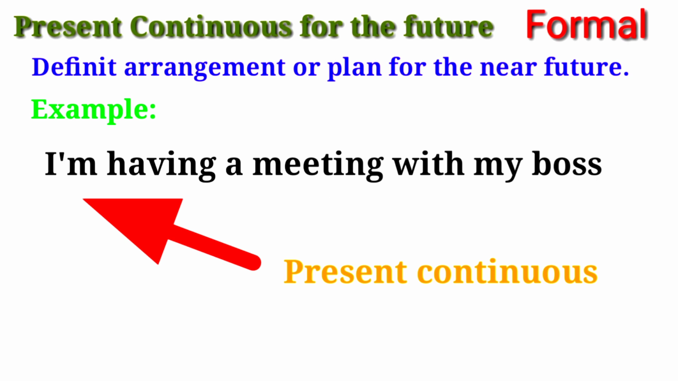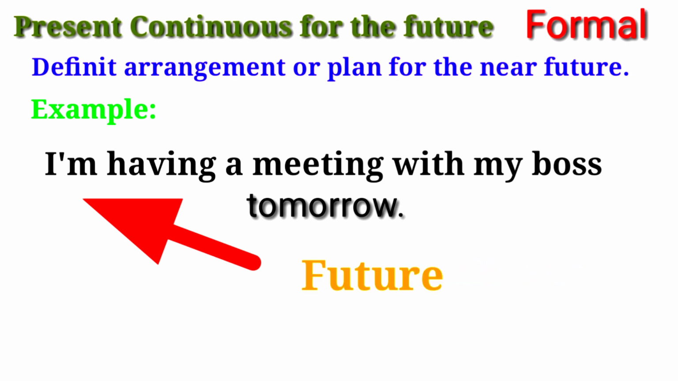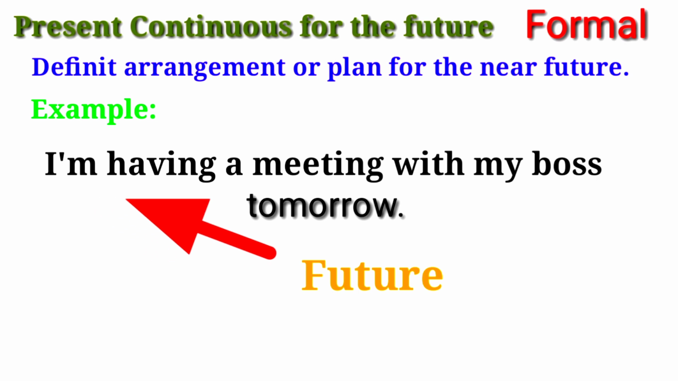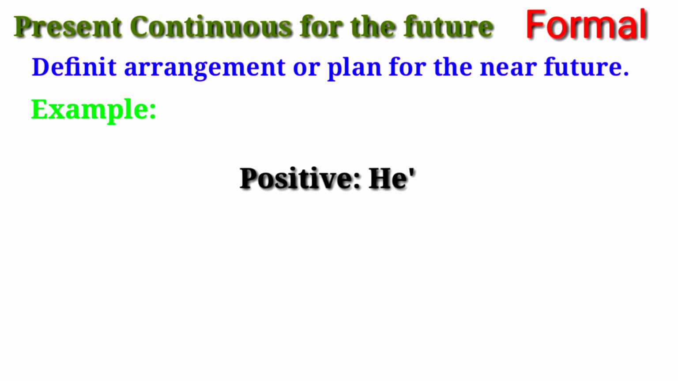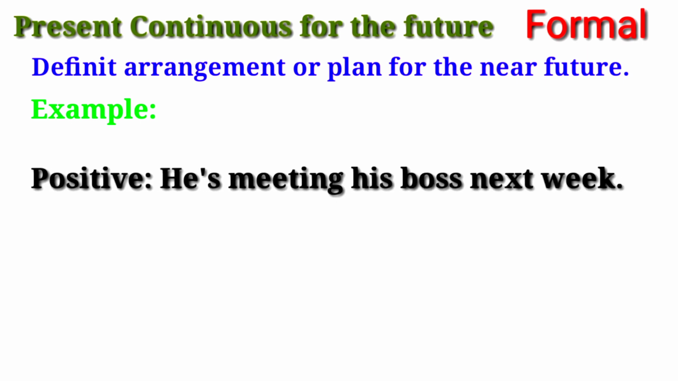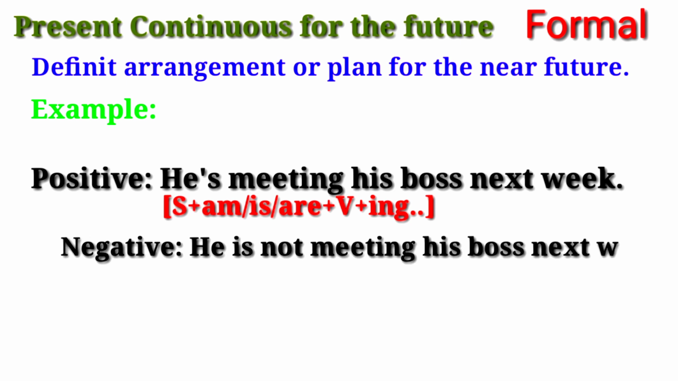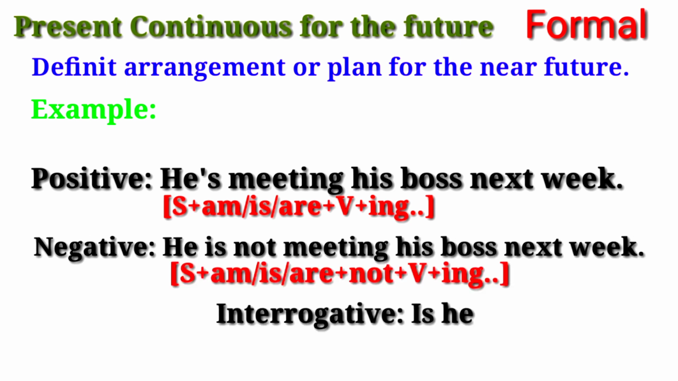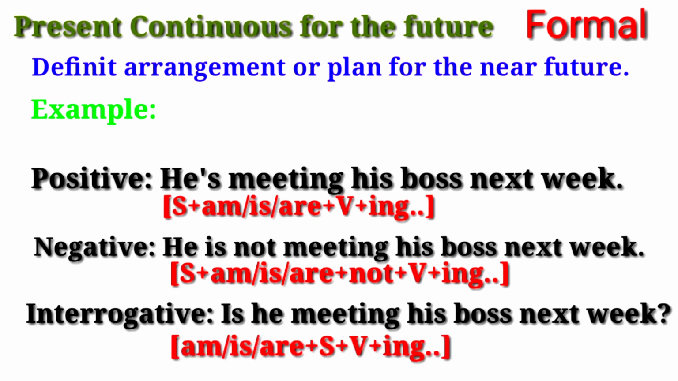However, if we add the word tomorrow or in the afternoon or next week at the end of the sentence, this becomes the future. So, I'm having a meeting next week, or I'm having a meeting tomorrow or in the afternoon. Positive, he's meeting his boss next week. Negative, he's not meeting his boss next week. Interrogative, is he meeting his boss next week? The present continuous can replace going to, but can't replace will. But make sure to add the future time.